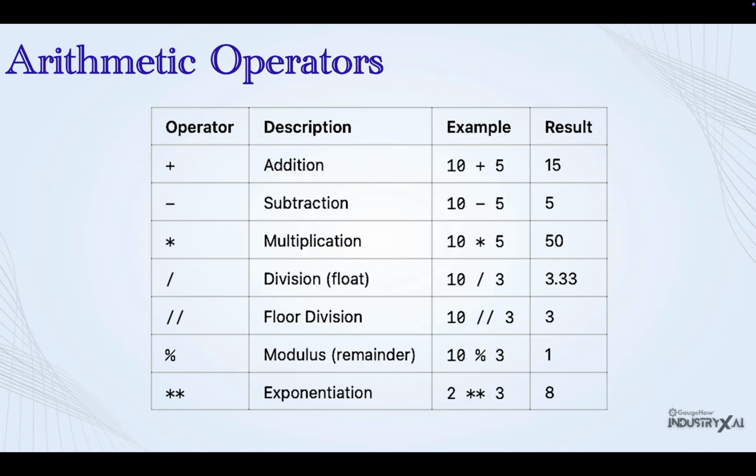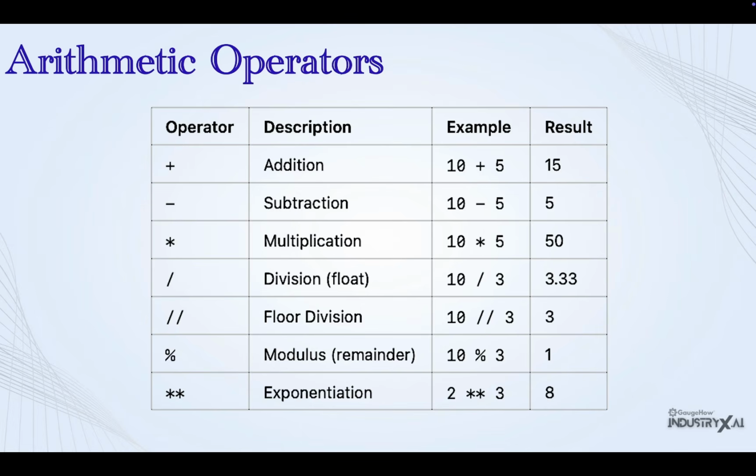Modulus will give us the remainder. So 10 modulo 3 is equal to 1. That 1 represents the remainder. And the exponent, that is 2 ** 3, means 2 raised to 3. So that will give us the output 8. Let us understand all these arithmetic operators in the program.